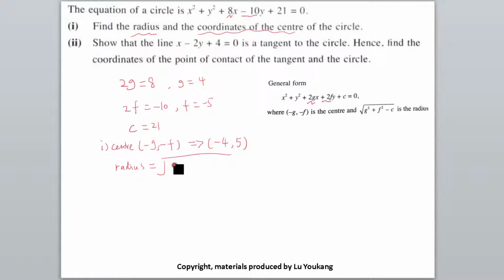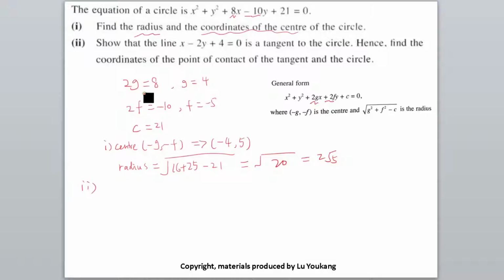Radius equals square root of g squared plus f squared minus c, which is 16 plus 25 minus 2. Let's take out your calculator and punch it. You should get square root 18. Oh no, it should not be 18, it should be 20. So let me erase it and put in 20. And therefore you get 2 square root 5. So I have answered part 1.